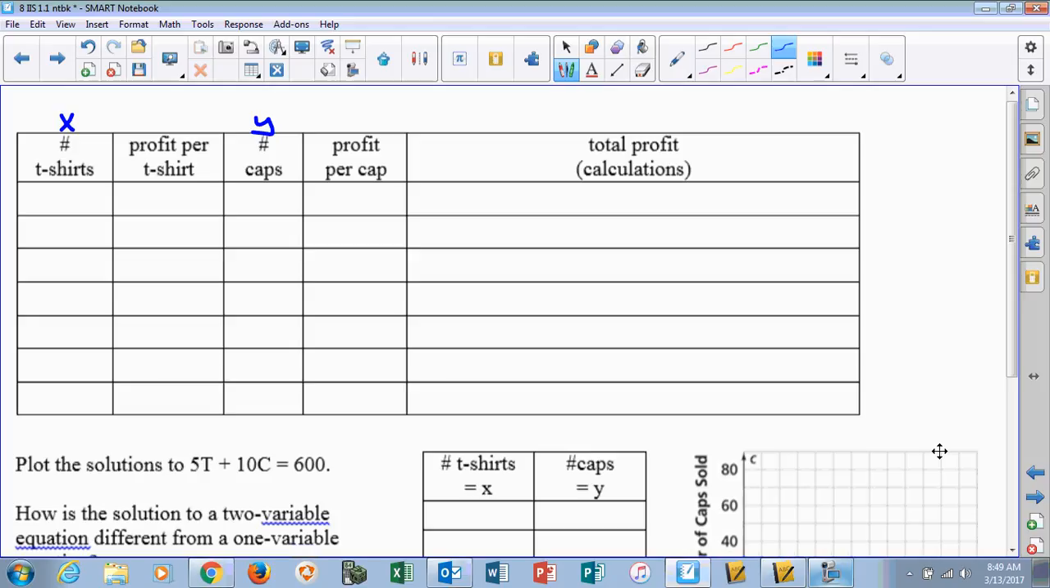20 t-shirts and 50 caps. So 20 t-shirts and 50 caps? Okay. So 20 times 5 was 100, right? And 50 times 10 is 500. So we got 100 plus 500 gives you 600. And yeah, my bad, by the way. We were supposed to equal 600, by the way. All right, so give me one of your guys' solutions that got to 600. Different than this.